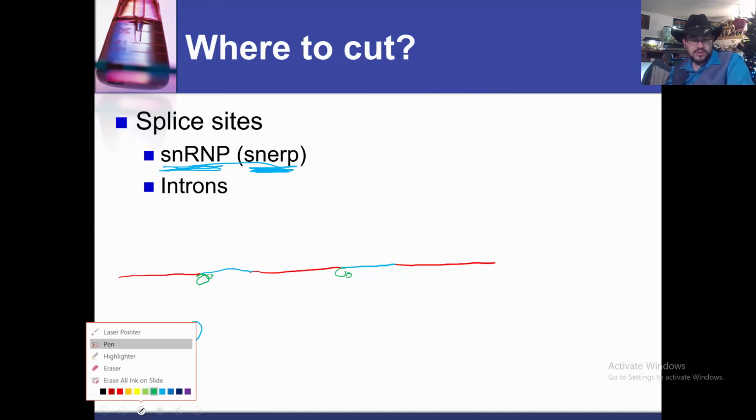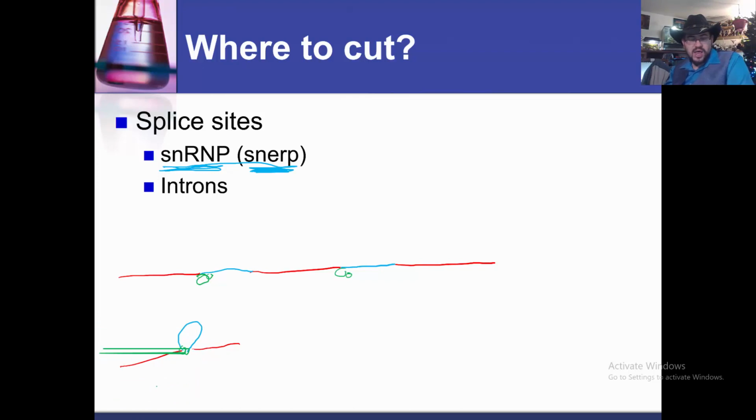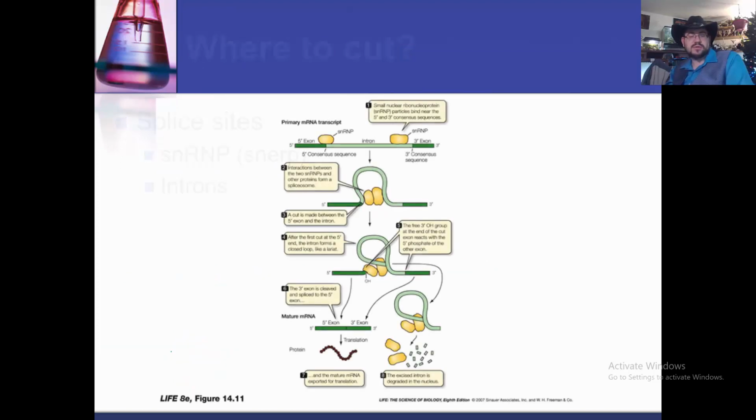Ugh, stupid horizontal line. Right? So we bind up to that Snerp, and then we can just cut out that curl and splice together the exons. So check it out. Here is a drawing. Here's one Snerp on one side of the intron, and here's the other Snerp on the other side of the intron. And we create this loop. And the Snerps pull it into a loop, and then we cut the loop, removing the intron and splicing together the exons to make a coding mRNA.